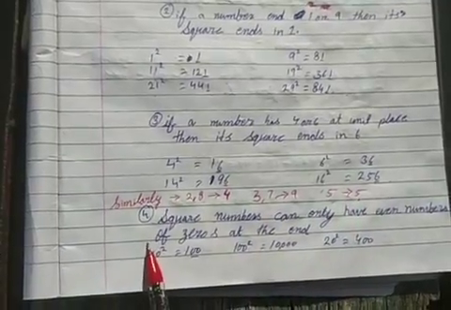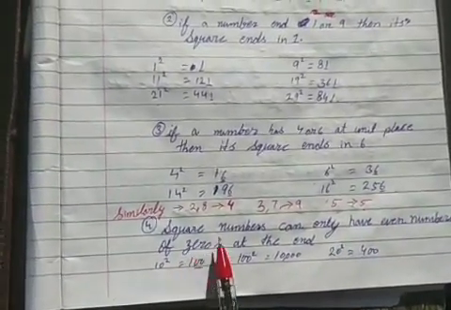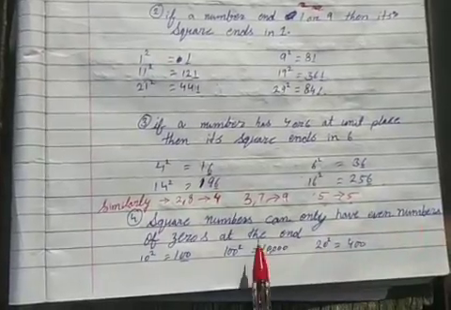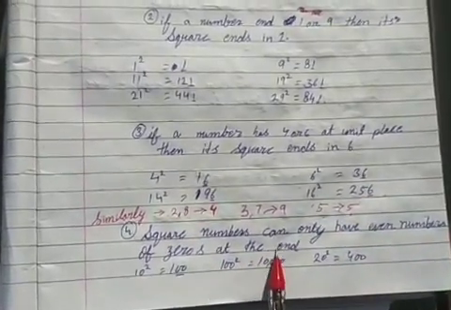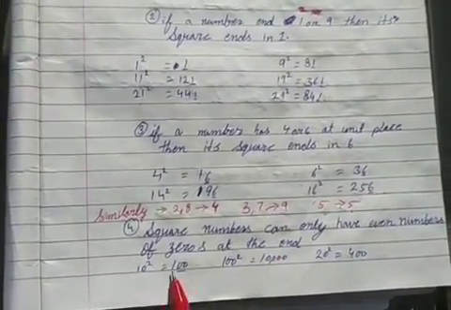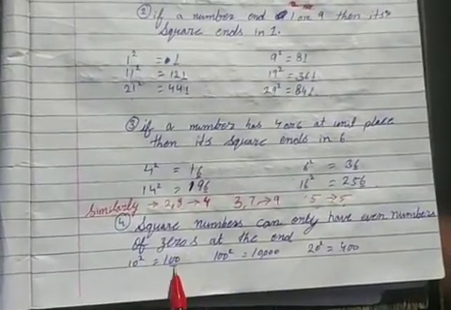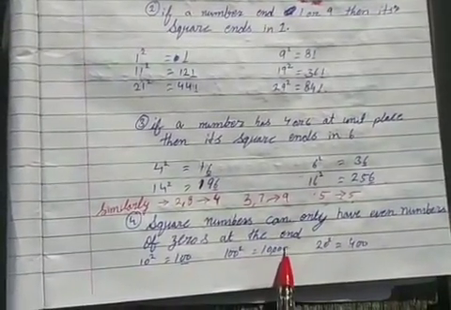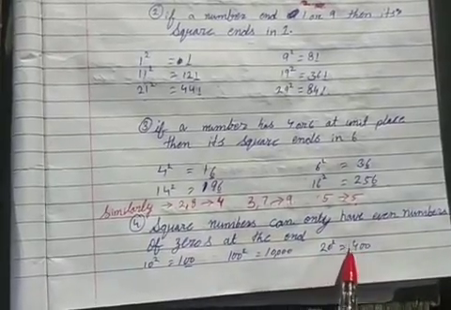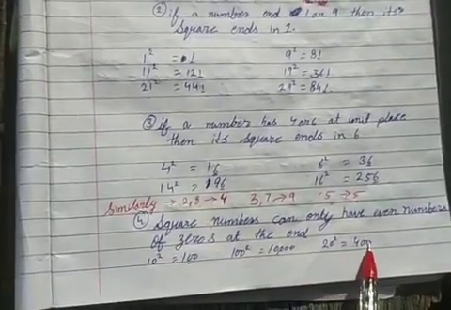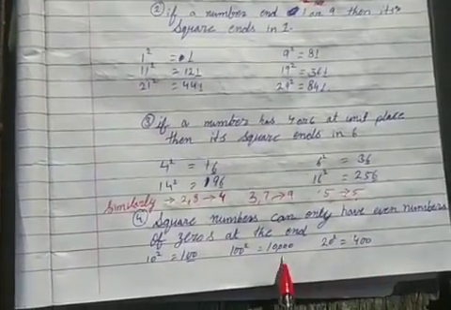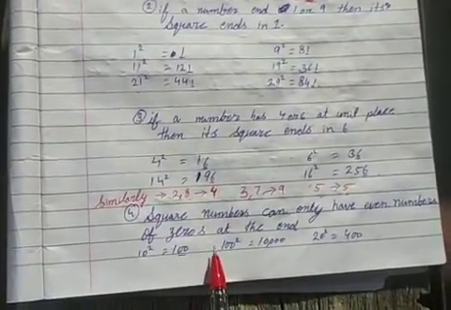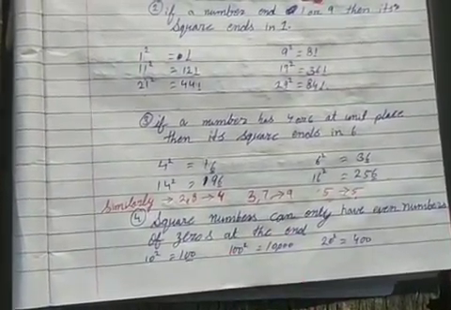Then the fourth, also important: a square number can only have an even number of zeros at the end. It means 10 square is 100, here we have 2 zeros. 100 square is 10,000, here we have 4 zeros. 20 square is 400, here we have 2 zeros. So every square number has an even number of zeros: 2 zeros, 4 zeros, 6 zeros, like these.